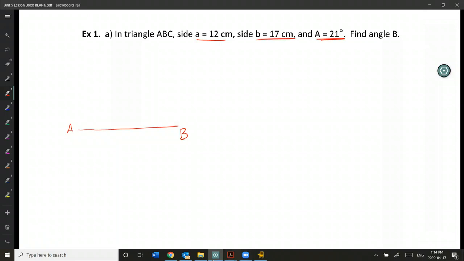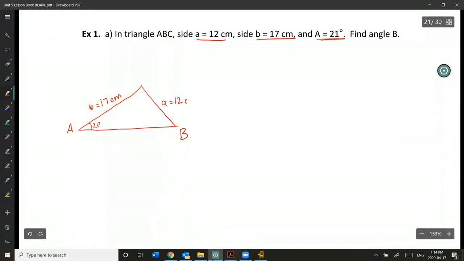Okay, so here's what we know. We know that side B, which is across from angle B, is about 17 centimeters, and this angle should be about 21 degrees. So try to make that around 21 if you can. And this will be side B. We're going to let that be 17 units or 17 centimeters. And then side A will be about 12 centimeters. So it's going to be shorter than side B.